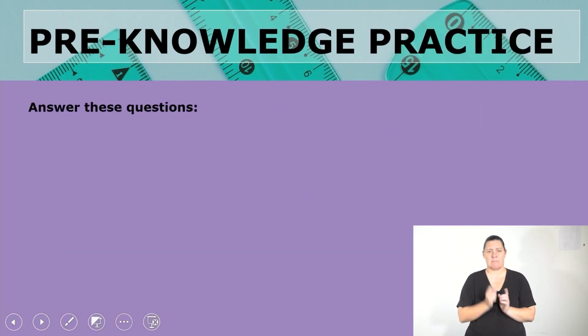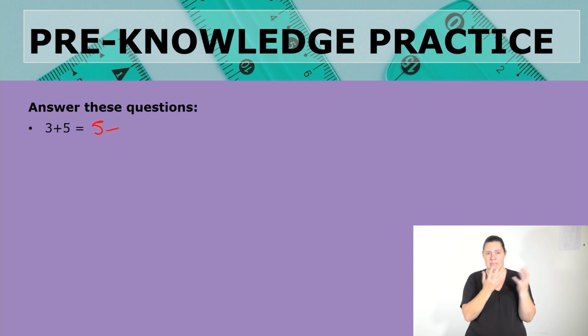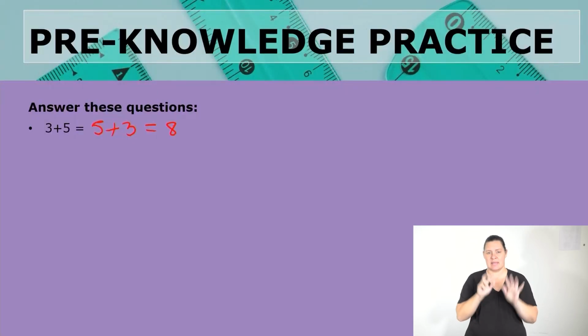Let's answer the following questions, just to test that pre-knowledge. 3 plus 5. Now we know that 3 plus 5 is an easy one. This one can also be calculated as 5 plus 3. This shows our commutative property. We know that the answer there will be 8.